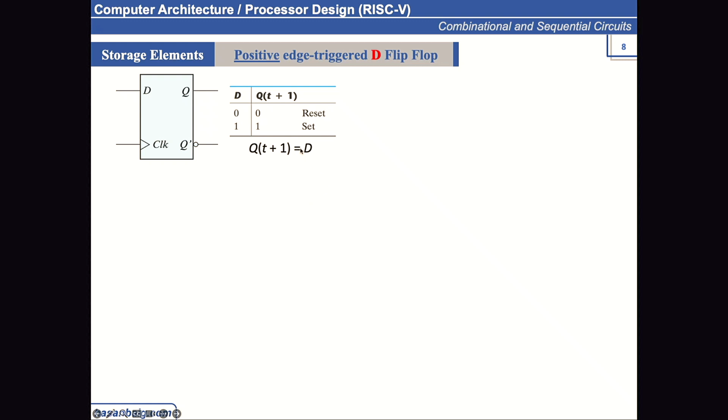But first look at the truth table. When D is 0, Q will also be 0, but it says Q(t+1). Here t is the current instant, and plus 1 corresponds to the next positive edge of the clock. It is also referred to as the reset state. When the output is 0, it is called reset. When the output is 1, it is called set.